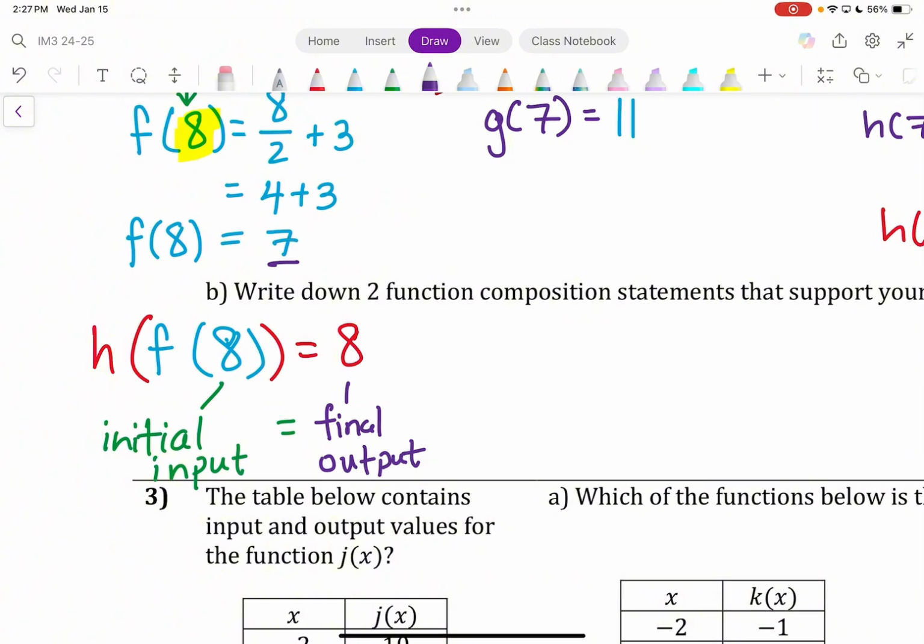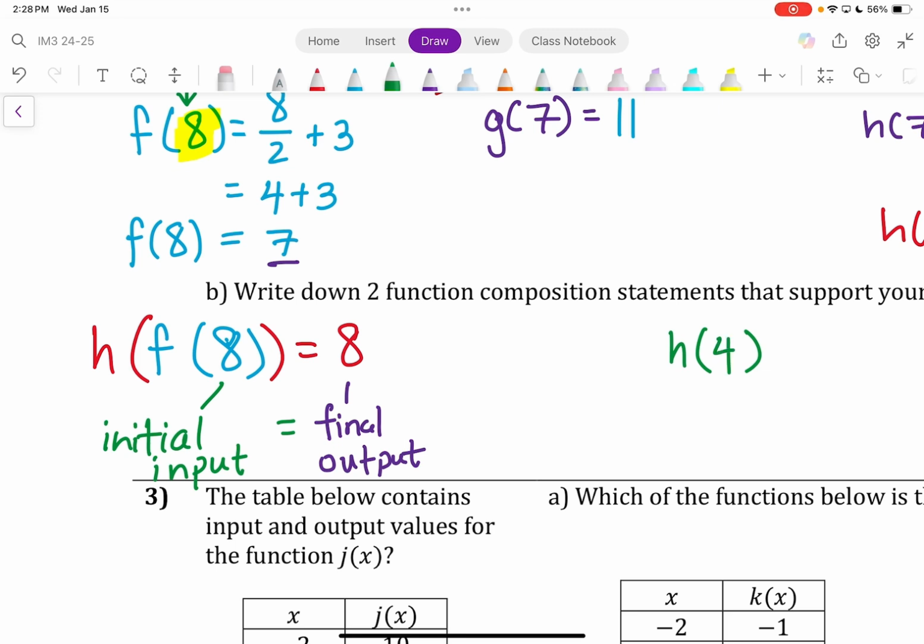Okay? Now, I'm going to have you guys help me out with the second statement. Instead of writing this as h of f of 8, I'm going to flip the order of the functions, and I'm going to start with h. Now, I want you guys to give me a number, any number. 4.